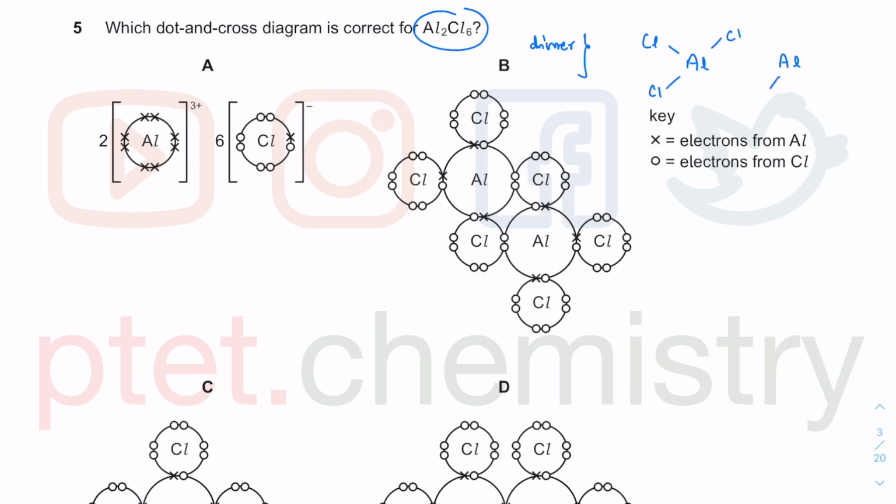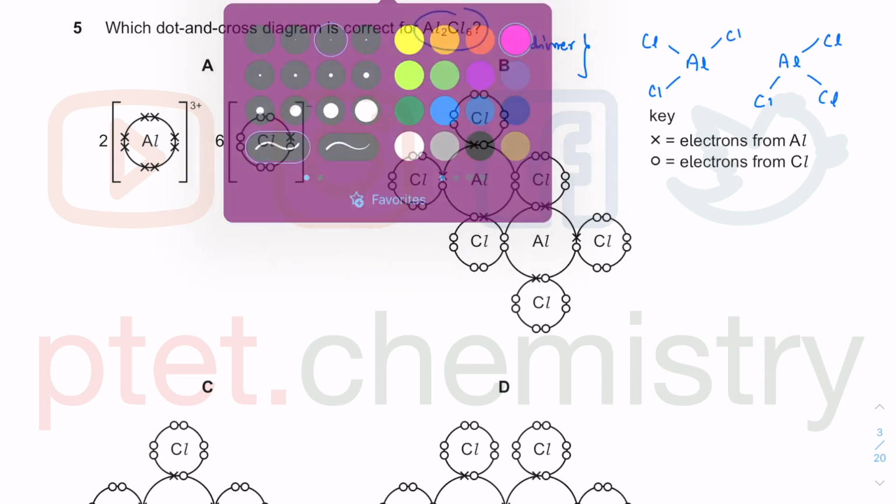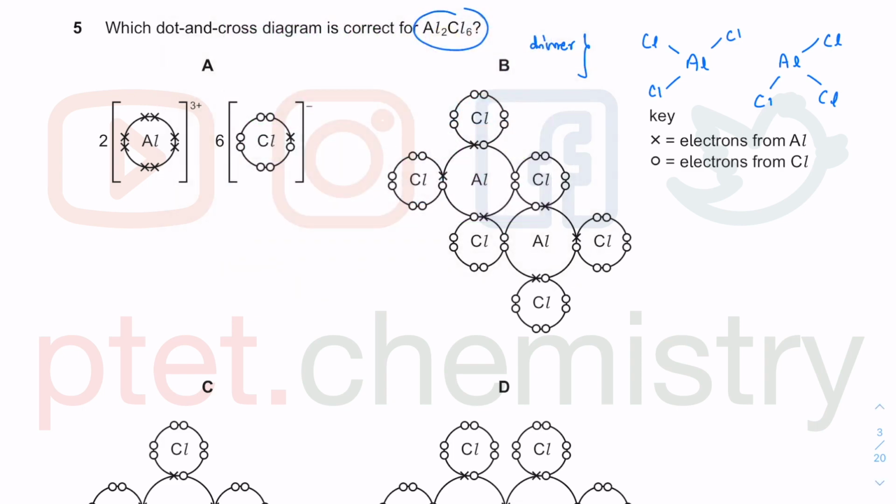So we've got an empty shell. We've got an empty shell because the aluminium is in group 13. It's got empty orbitals because it has only 2, 4, and 6 around each aluminium. Around each aluminium, there's 6 valence electrons.